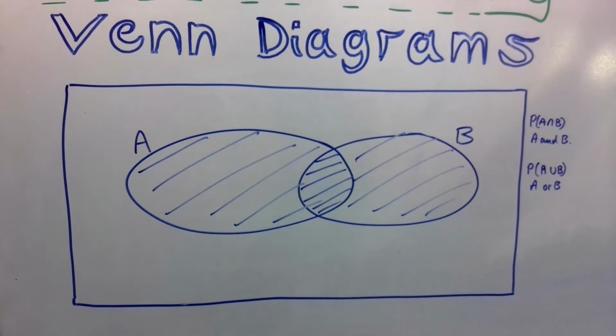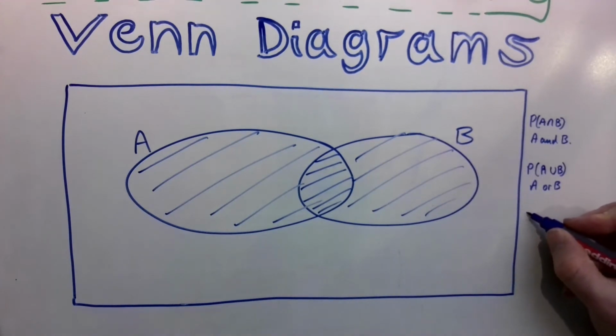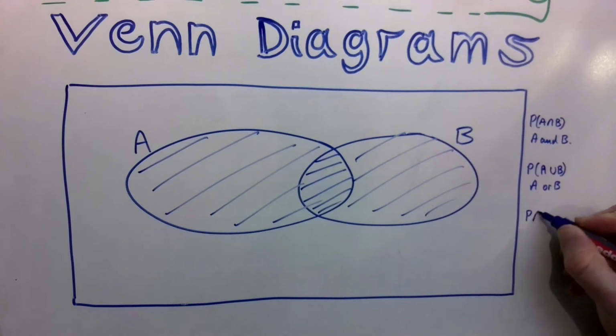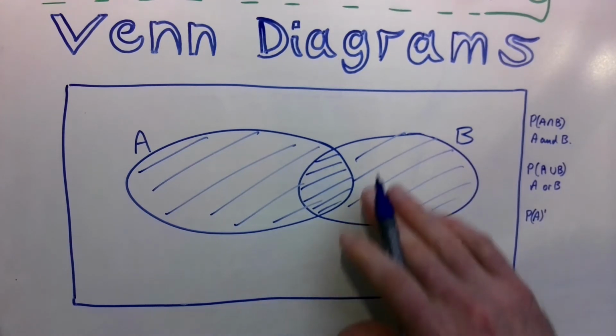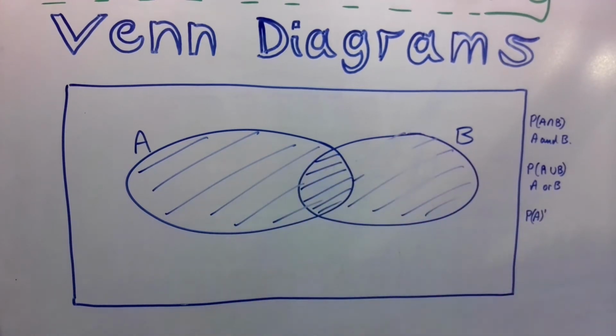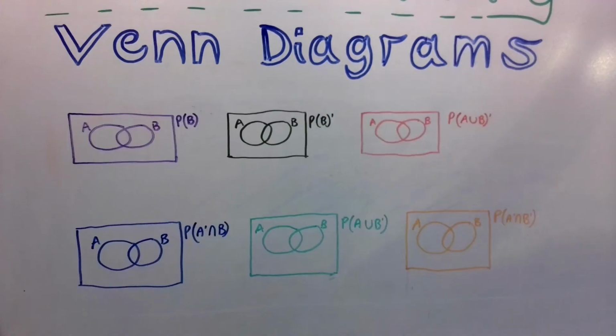But there are also some others, such as the probability of not A. And that little dash up there means not whatever you've got going on. So that would be everything apart from A. I'm going to lay a whole load of them out for you now to have a little go at working out what you think they might be. Okay, here's 6 different regions for you to have a go at identifying. So pause the video and copy them down and see what you think.